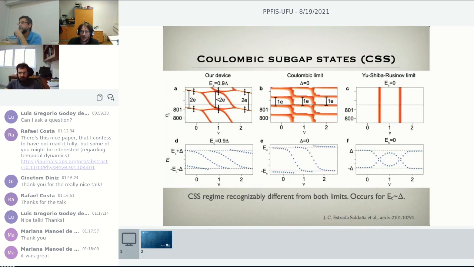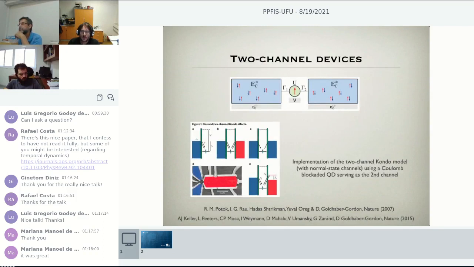Okay, and now in the remaining time, I will show you some early ideas and also already some results for the two-channel devices. The point is that this kind of devices were already used early on, but in the absence of superconductivity, as a way of physically implementing the two-channel Kondo model.